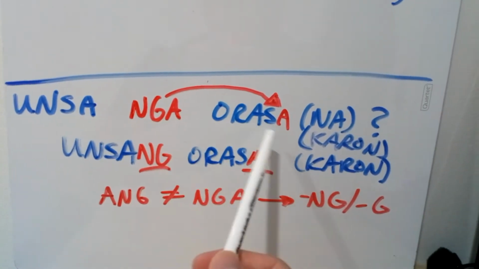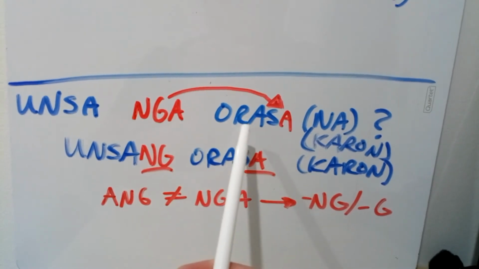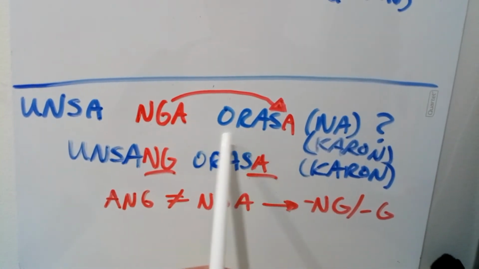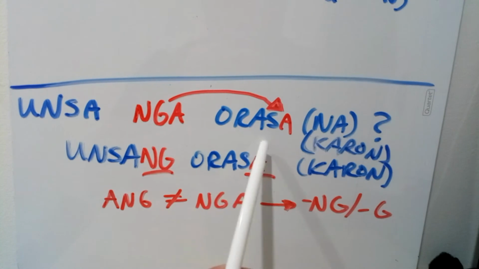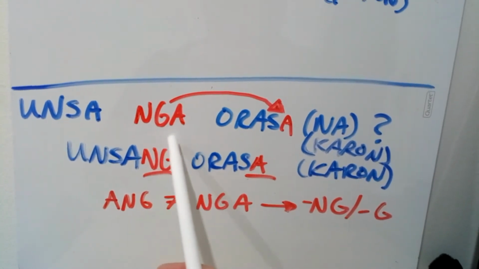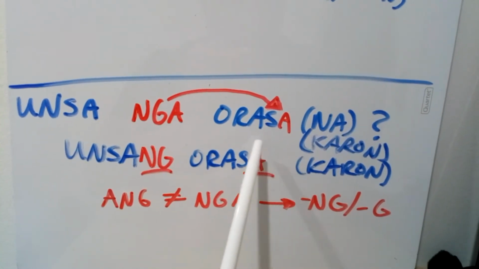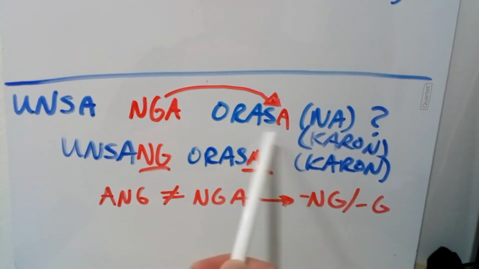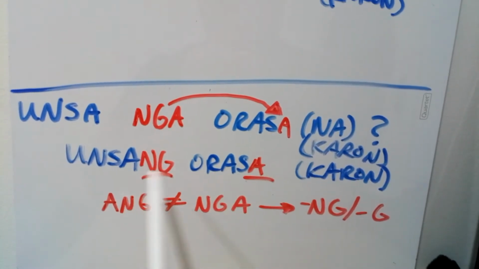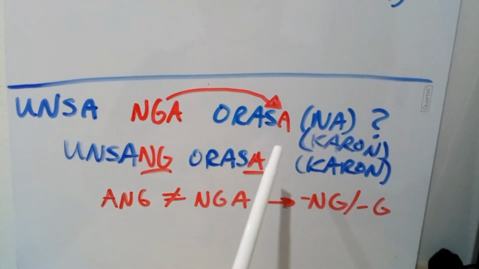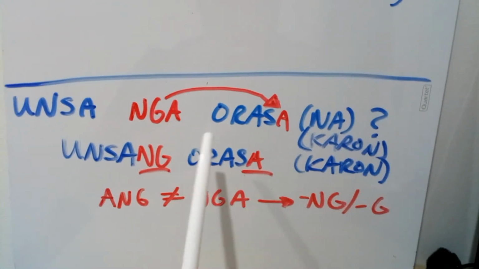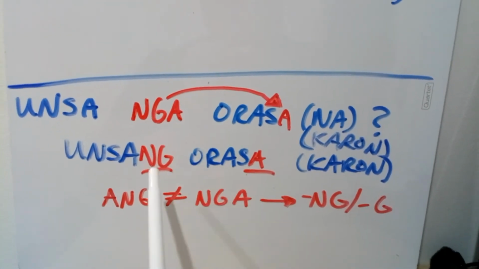That nga makes it so that this is being specified. This noun is being modified by a specifier. And what's that specifier? It's this nga, which specifies the hour, right? So that's why we have to have a at the end. Unsang orasa, and this goes with other nouns too that you specify with nga, right?